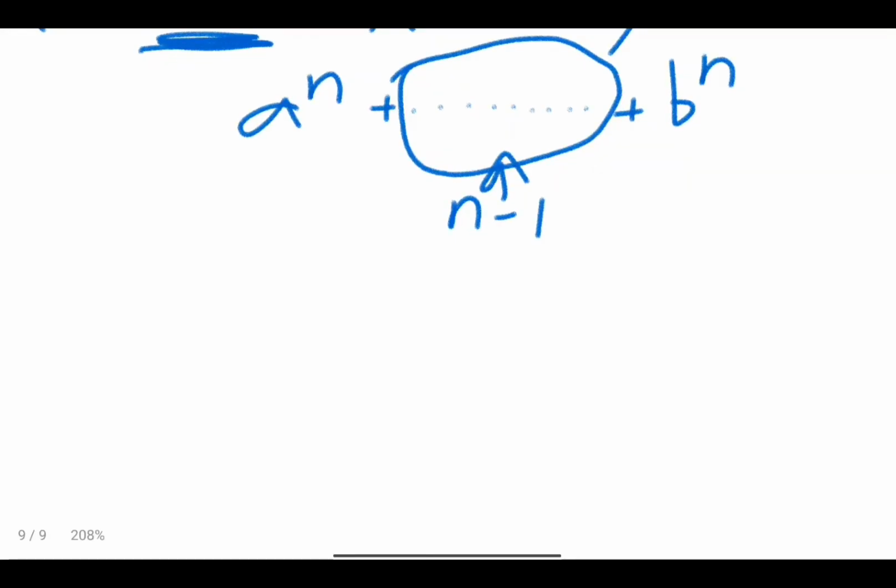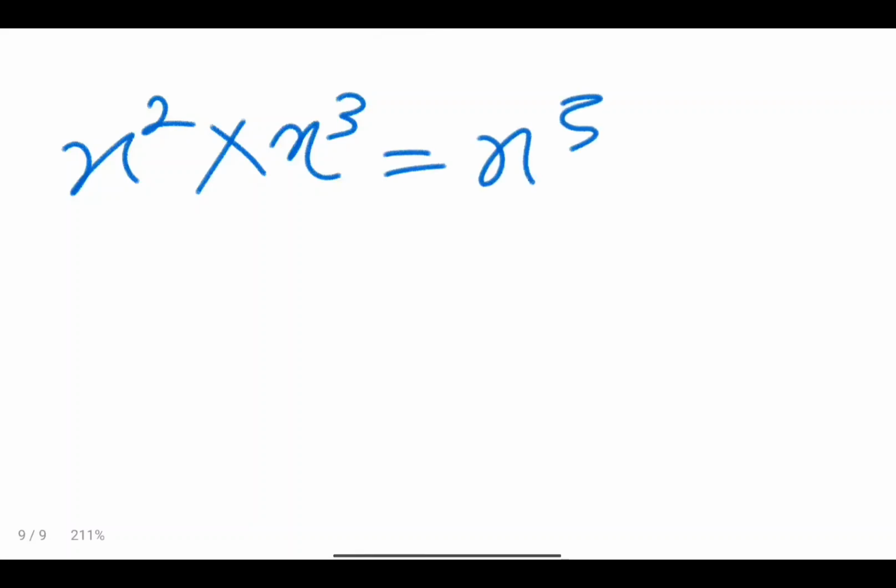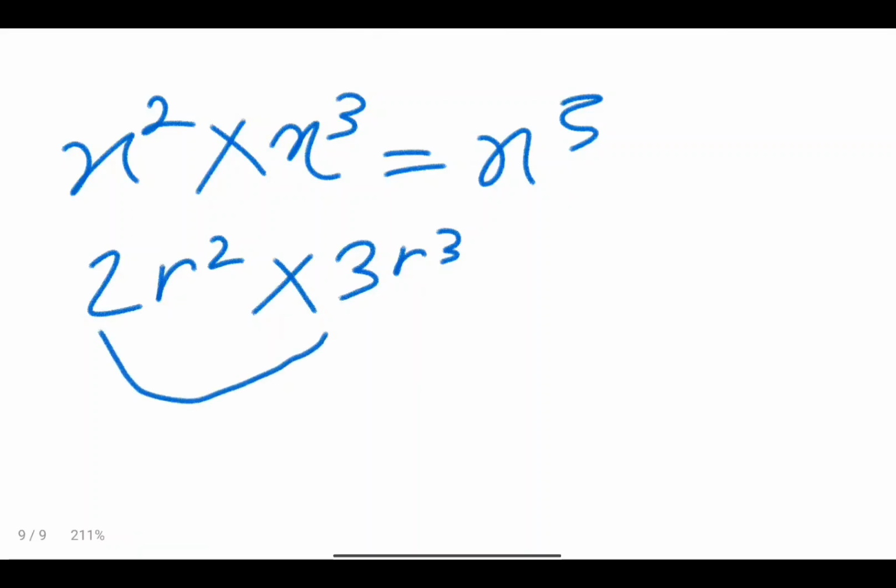Now let's solve a few questions and then go to the next topic. Tell me what will be the answer. If you said this, then you're right. Now about this one. So we'll first work with these two numerical digits because the like things can be worked off, and these two. The answer is 6 r to the power 5.